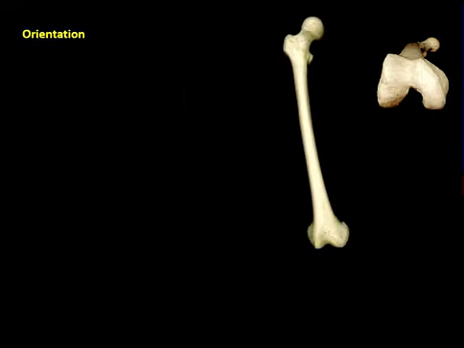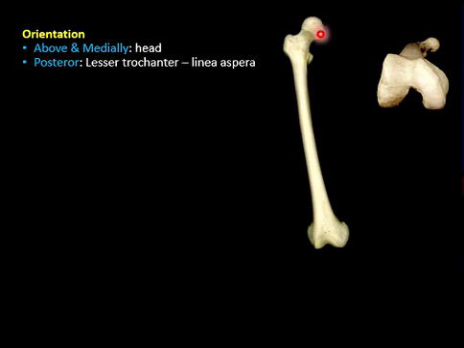Now, how can we orient the femur? That is to say, identify its side. Well, the head is directed above and medially. So the head gives you two directions in space. Now remains what's anterior and posterior. The patellar surface is anterior. The intercondylar notch, linea aspera, lesser trochanter, all of these features are posterior.